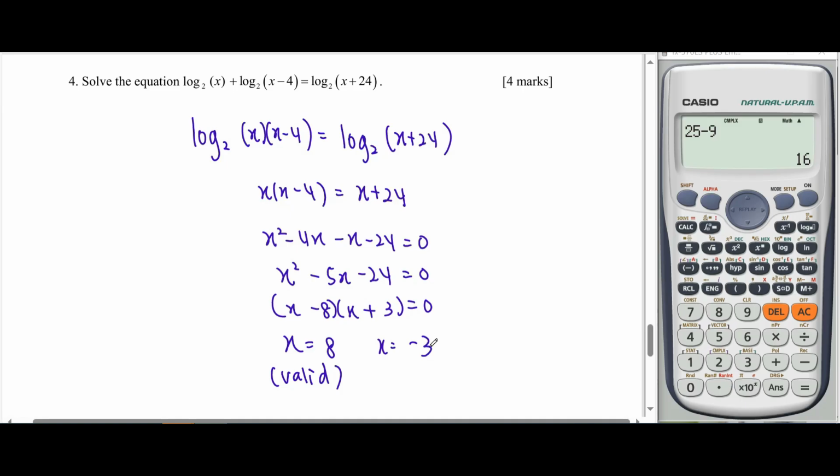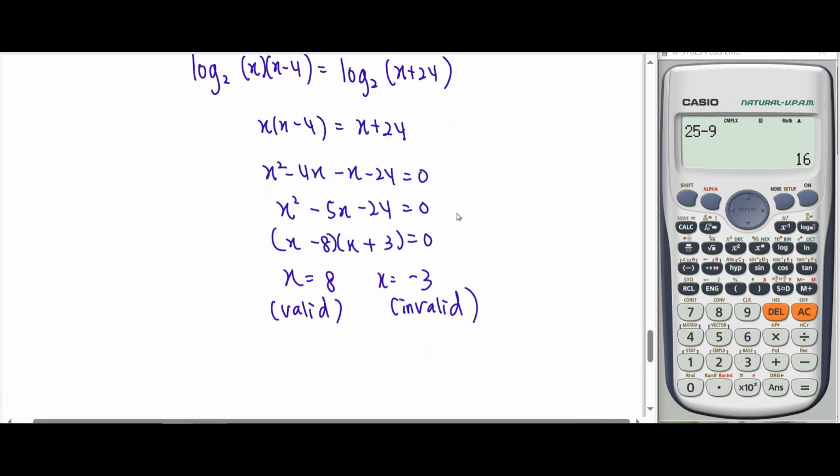So check for negative 3. When I put negative 3 here, we get log of negative 3. So this is invalid. Therefore, we have to conclude. Now we only have one answer: x equals 8, which is valid. This one is invalid, so we need to reject the answer.